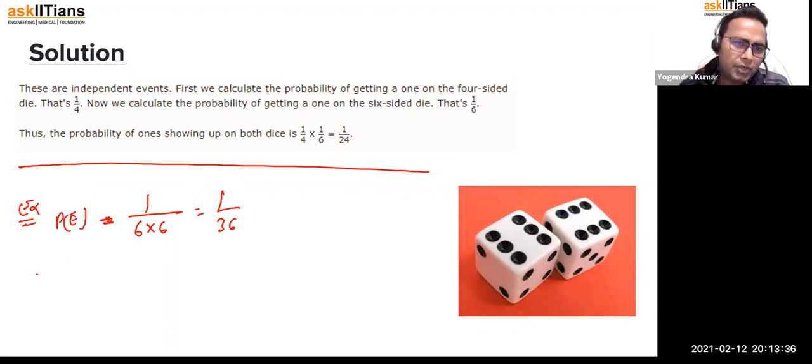Now, is it a compound event? No. Showing 1 1 on both the dice is 1 1 only, right? From the sample space, so that is just one simple event. It is not a compound event, right?